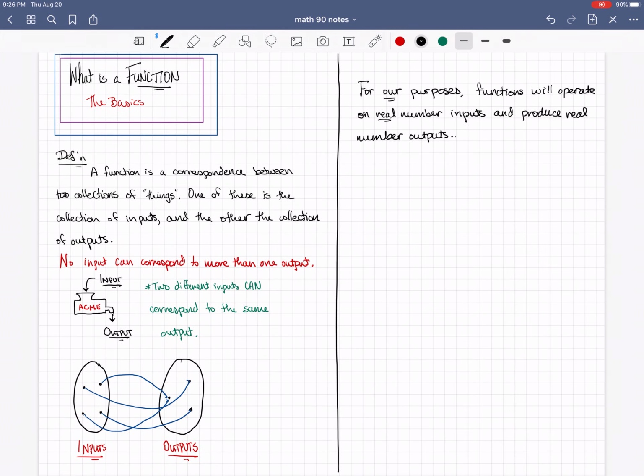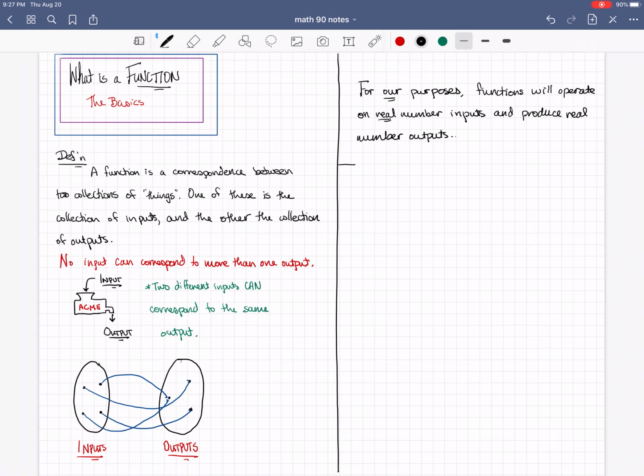So over here, when I'm talking about a function as a correspondence between two collections of things, that's very, very broad. And in fact, in general, a function really can be a correspondence between any two things. But for our purposes, since we're really just starting this deep dive into the study of functions, we are going to keep functions down to things that take real number inputs and produce real number outputs.